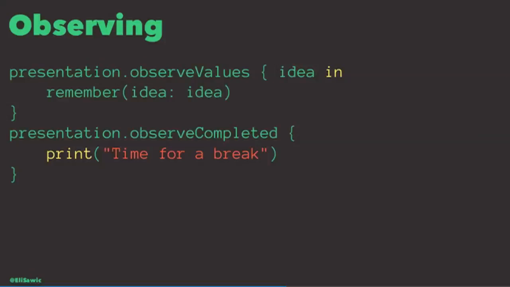So in order to observe those values, you basically take a signal and you call observeValues, and then you can assign a closure that will invoke the behavior that you want. So in this case, every time I receive an idea from a stream, I can remember that. Or if a completed event comes, I can say, okay, time for a break. That's on my side. And I was talking about those manipulations and operations that you can put on signals. So let's take a look at that.